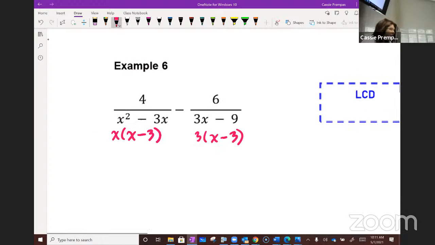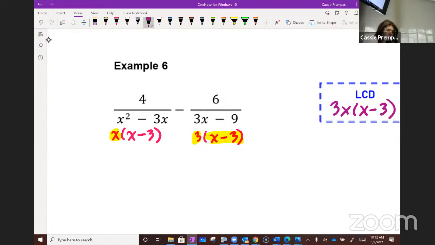Now, here's how I like to find the least common denominator. I just choose one of each factor. So x minus 3 is a factor because it's being multiplied. 3 is a factor, and x is a factor. I don't need to highlight x minus 3 again because I only need one of each. So my least common denominator is 3x times x minus 3. That's what I want to obtain in both fractions.